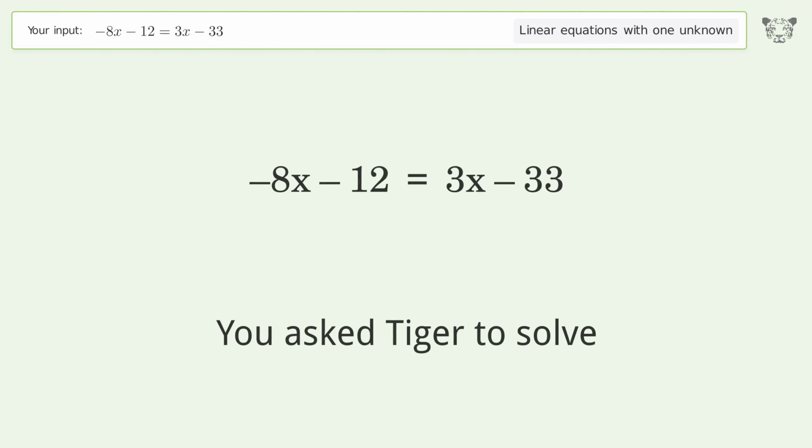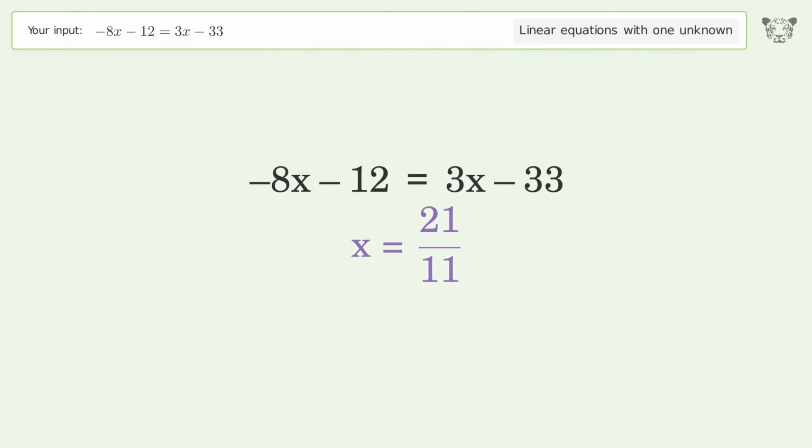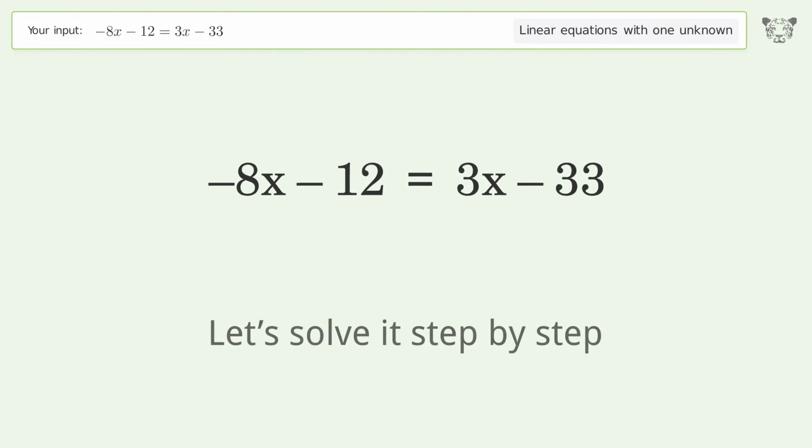You ask Tiger to solve. This deals with linear equations with one unknown. The final result is x equals 21 over 11. Let's solve it step by step.